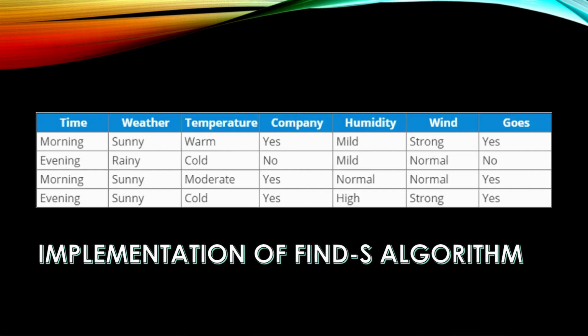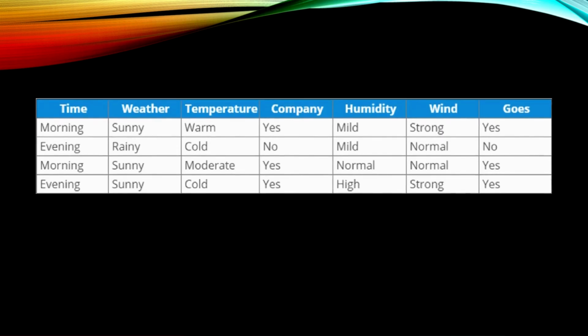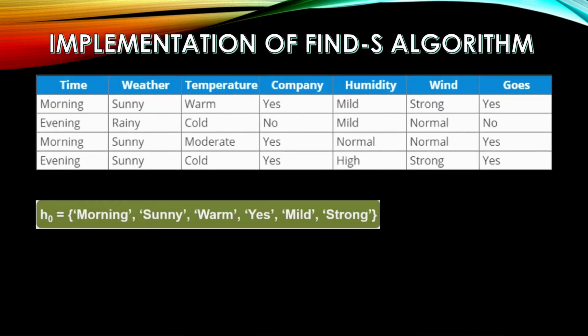Now, the general hypothesis is H0, where the time is morning, the weather is sunny, the temperature has to be warm, and the company is yes. The humidity is mild, and the wind is strong. So all these parameters are going to be put inside the general hypothesis. Now we will consider each example one by one, but only the positive examples. We'll have to skip the negative example.